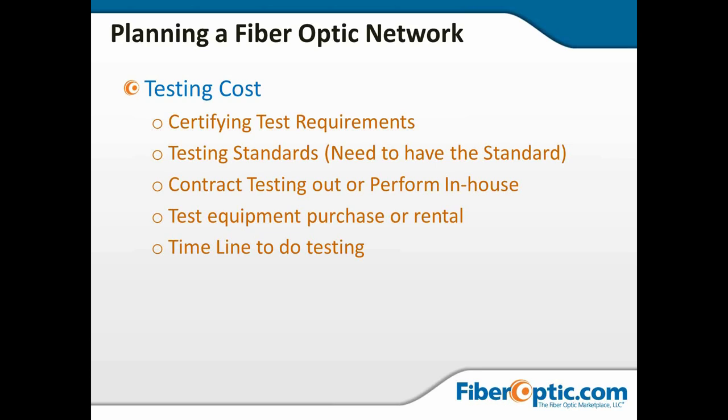Now, for a lot of people with a power meter, light source, and an OTDR, purchasing is a good thing. When you start getting into limited-use items like PMD and CD modules, well, purchasing those to use them two or three times is probably not practical. We're talking $75,000. That's one of those situations where you either want to rent the equipment or you want to hire an outside tester.